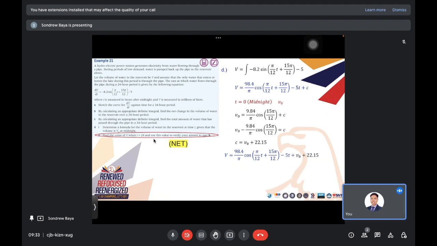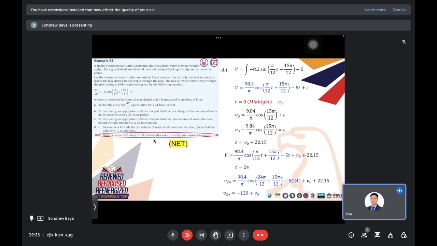Here we're given that t is equal to 24. Take note that it's from 0 to 24, right? Because it's from midnight and after a 24-hour period. So t is equal to 24. If we substitute t there, we will get this. And if you simplify it, the volume after a 24-hour period will just be negative 120 plus v sub 0.